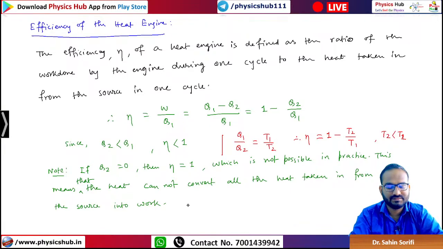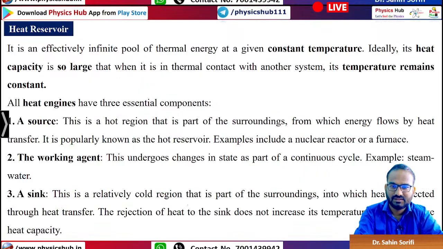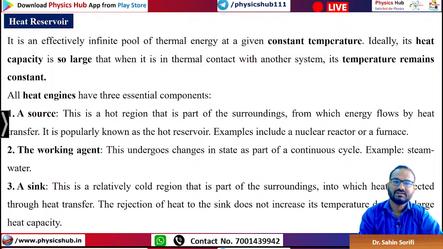A heat reservoir is, you can say, an infinite pool of thermal energy. If you take some heat from that, or if you give some heat to that, there will be no change in temperature. It is like a sea. If you put one bucket of water into the sea, or if you take one bucket of water from the sea, the water level does not change. It is very negligible. It is like that. A heat reservoir is effectively an infinite pool of thermal energy at a constant temperature. A heat reservoir will maintain some constant temperature.